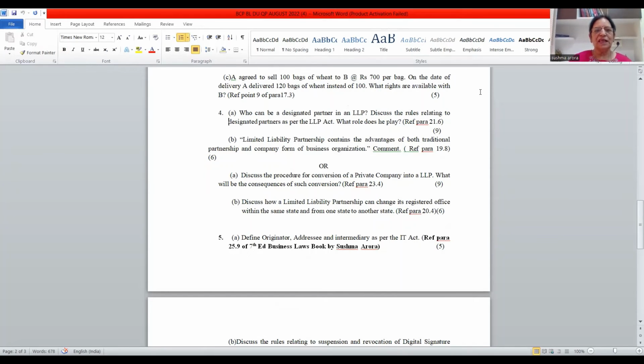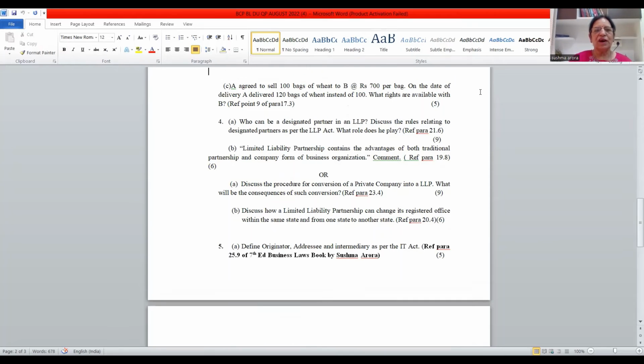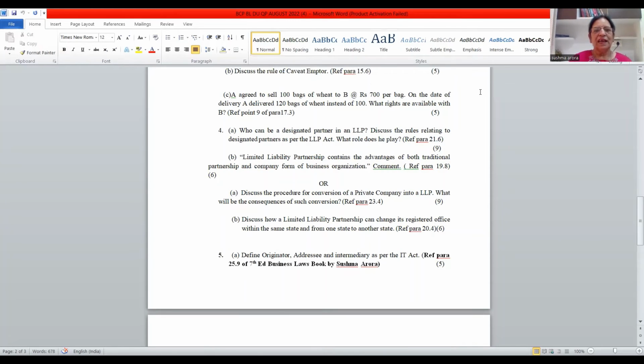And now, friends, the next one is: A agreed to sell 100 bags of wheat to B at rupees 700 per bag. On the date of delivery, A delivered 120 bags of wheat instead of 100. What rights are available with B? For this, you will have to refer to point 9 of para 17.3.